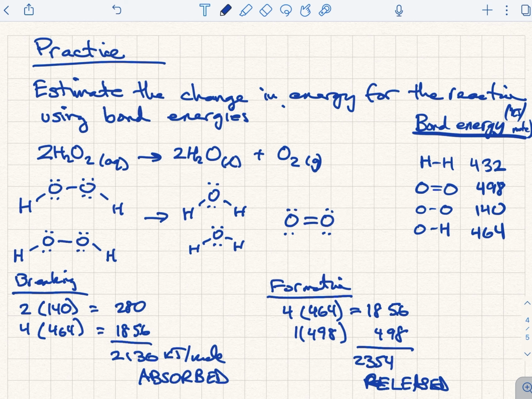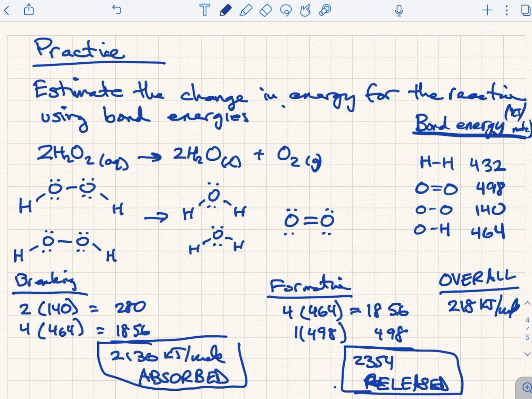All right, so we're going to subtract those. 2354 minus 2136 is, so overall, if we subtract those, we get 218 kilojoules per mole. And because our released number is bigger than our absorbed number, that's overall energy getting released, right? So not as much being released in this reaction, still a little bit. 218 kilojoules per mole is quite a bit, but it's kind of modest, I suppose, for a reaction.